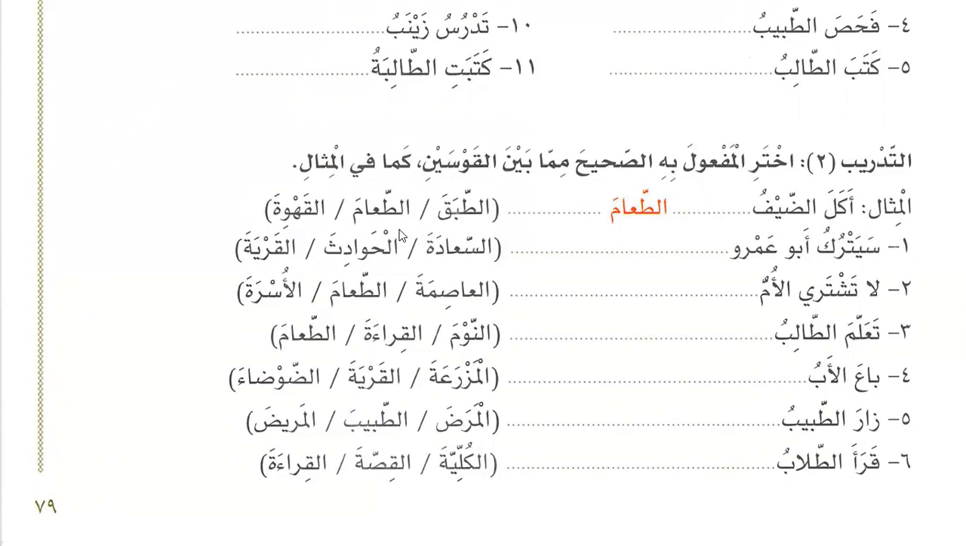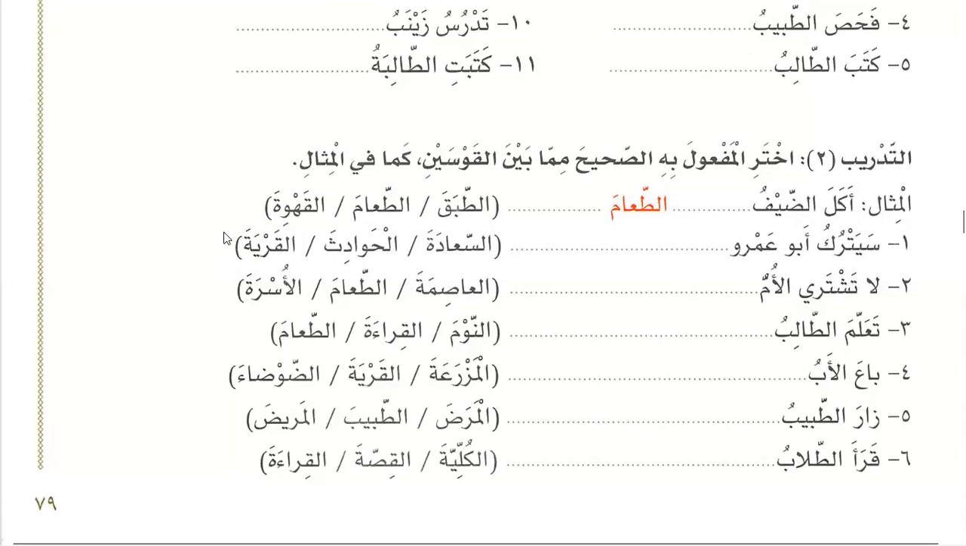سيترك أبو عمرو القرية. Sorry, it is the fa'il, the doer. Oh, of course, sorry. No, no. Abu Amru. Sayatruku Abu Amru al-qaryata. Oh sorry, I didn't see those over there. I wasn't looking. Sorry. Al-qaryata.